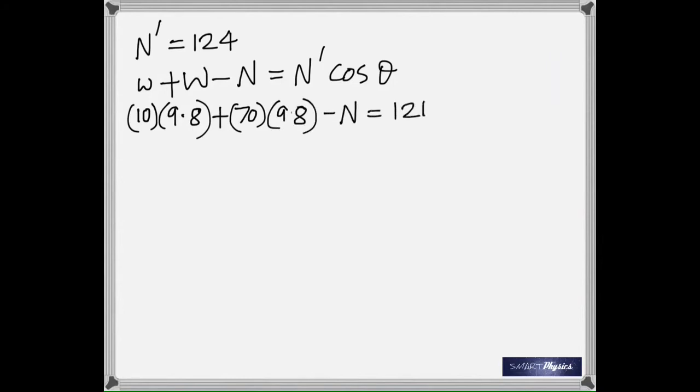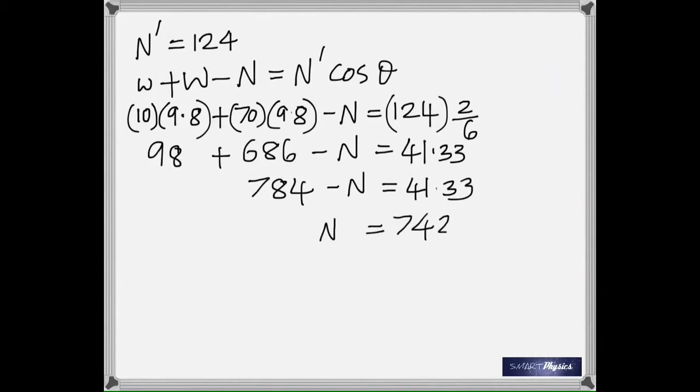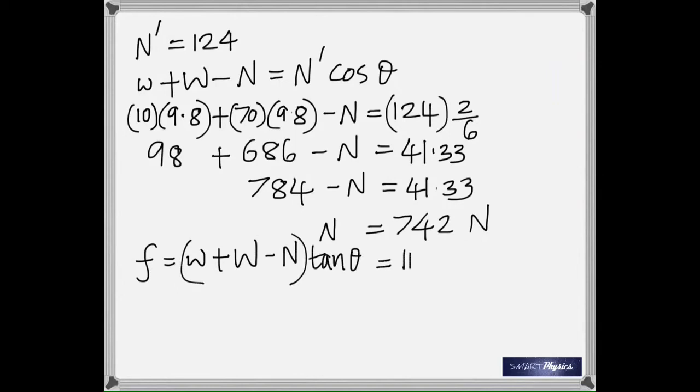because we know everything else now. N prime is 124, we know cos theta is 2/6. So the first term gives 98, the second is 686. And on the right side you get 41.33. Finally, when you calculate, you're going to get n is 784 minus 41.33, which is 742 newtons. Now knowing that, we can find friction, because friction is, remember, from the first equation. And plug in all this, that becomes 119 newtons.